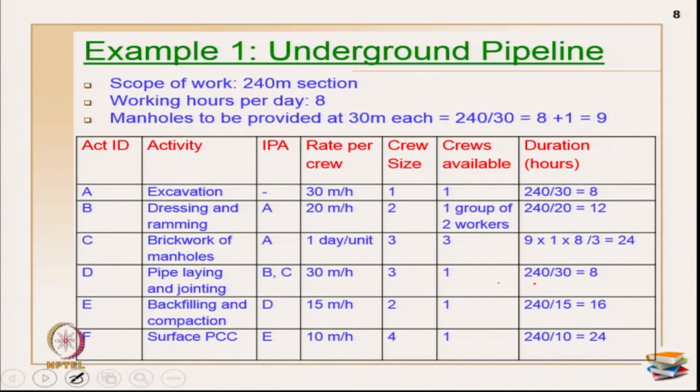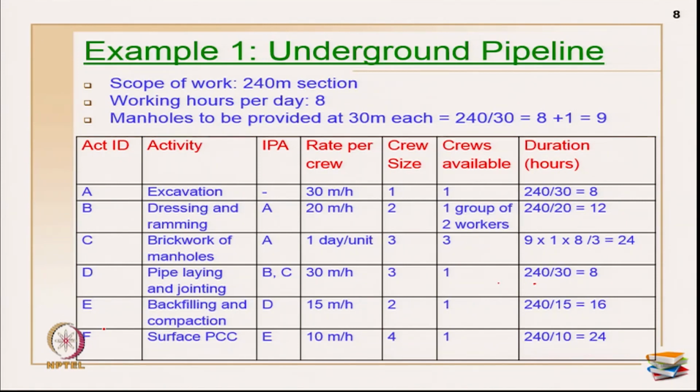These were the 6 activities that were taken. In order to have an easy way of writing IPAs and going ahead with the analysis, we also introduced an activity ID. So, A, B, C, D, E, F. IPA I have assigned based on the activity IDs of these activities only. If you see here, all activities are done in sequence except the activities B and C, which share the same IPA. So, they can be done in parallel.